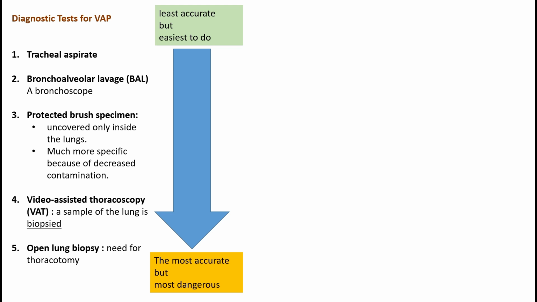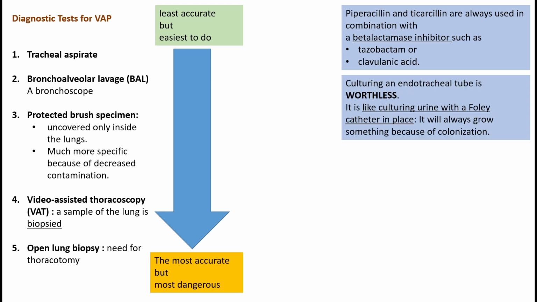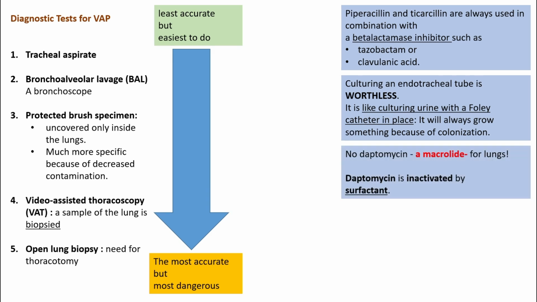Before we finish, we have a few points that you have to keep in your mind. First, piperacillin and ticarcillin are always used in combination with a beta-lactamase inhibitor, such as tazobactam or clavulanic acid. Culturing an endotracheal tube is worthless. Always remember this. It's like culturing urine with a Foley catheter in place. It will always grow something because of colonization.